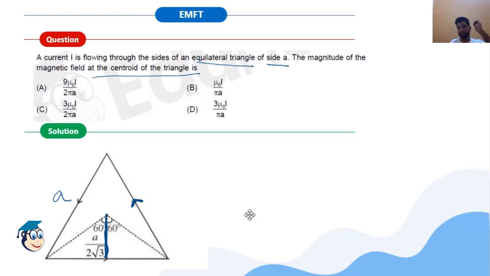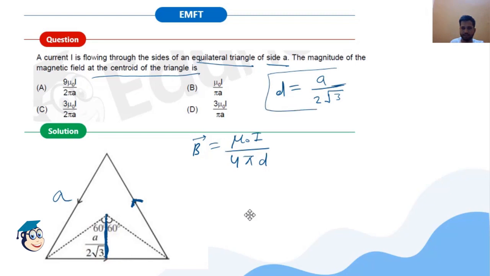Okay, so we know the expression of magnetic field due to a finite wire, which is nothing but mu naught I over 4 pi d. Here d, let me rewrite this, d is a over 2 root 3. This is a simple geometry problem. You can easily solve that d is a over 2 root 3. And we are given that the current is I inside the wire.